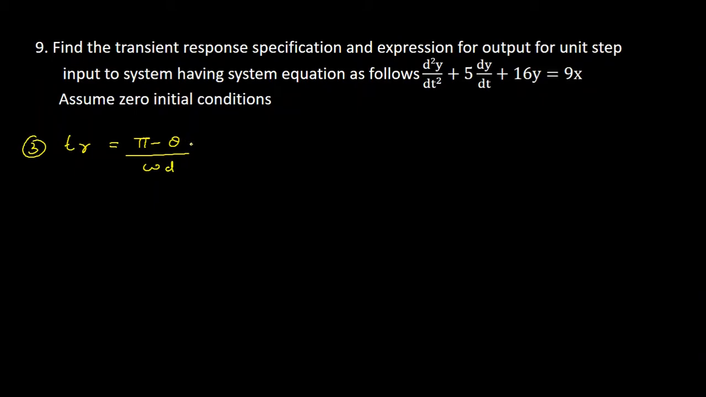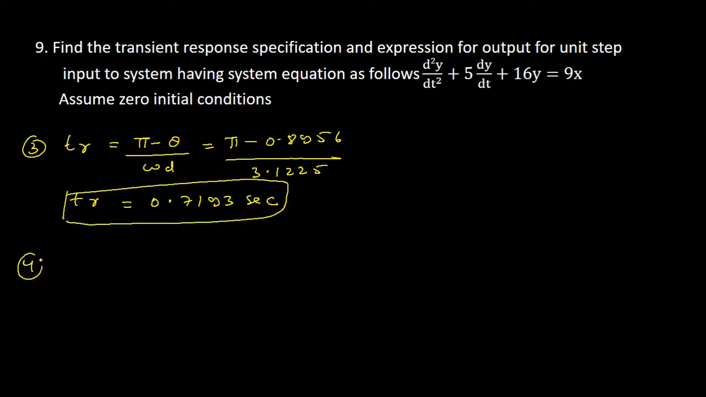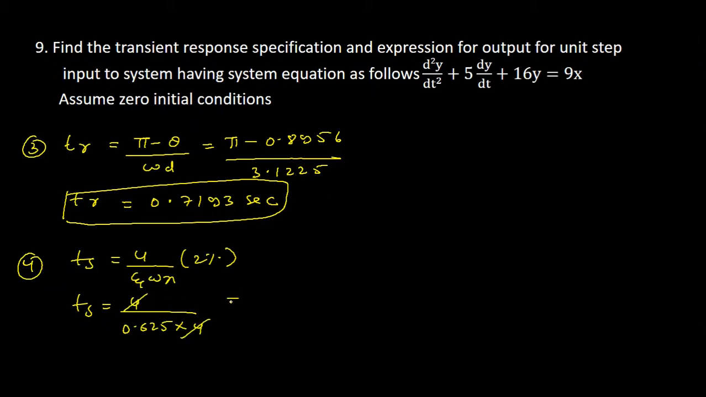Third time domain specification is rise time Tr, which is equal to pi minus theta divided by omega d. Here theta will be in radians. Therefore, when we put the values, we will get pi minus 0.8956 divided by 3.1225. When we solve this, we will get rise time Tr is equal to 0.7193 seconds. Now the fourth specification is settling time Ts, which is equal to 4 upon zeta omega n on 2% tolerance basis. So when we put the values, Ts will be equal to 4 divided by zeta 0.625 into omega n 4. This 4 and this 4 get cancelled out and Ts will be equal to 1.6 seconds.